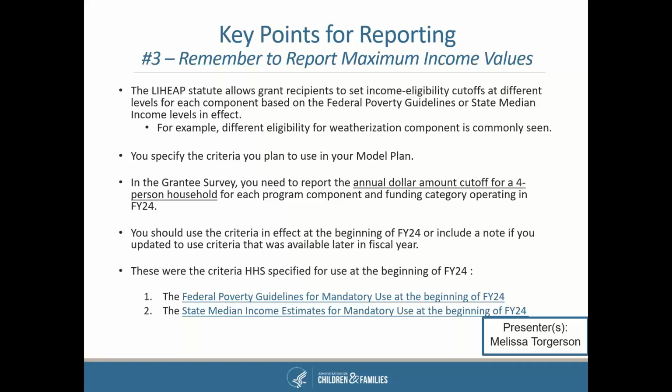And so you should use the criteria in effect at the beginning of FY 2024. You can also include a note if you updated to use criteria that was available later in a fiscal year. So for example, some of you actually change your income eligibility criteria mid-year for, say, a cooling program. And so if you decide to use those numbers in the grantee survey, please indicate that in a note so that we can understand that you changed that number midway through the year.